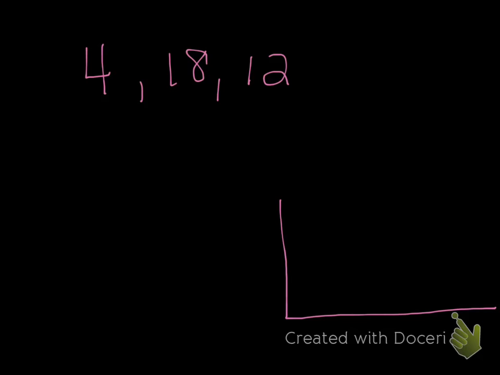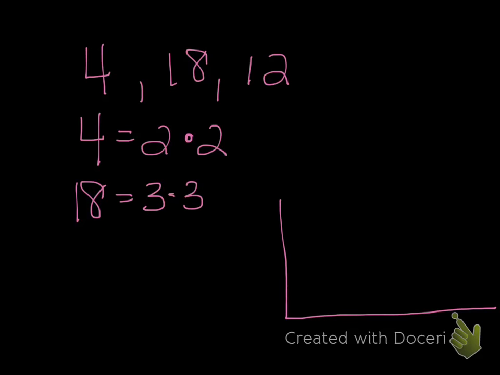So let me look at the members of the family. I have the 4 family. They're still made up of just the 2s. I have the 18 family. 18 is really 9 times 2, and 9 is really 3 times 3. So 3 times 3 times 2. And I have the 12 family, which is really 3 times 4. So 2 times 2 times 3 times nothing.